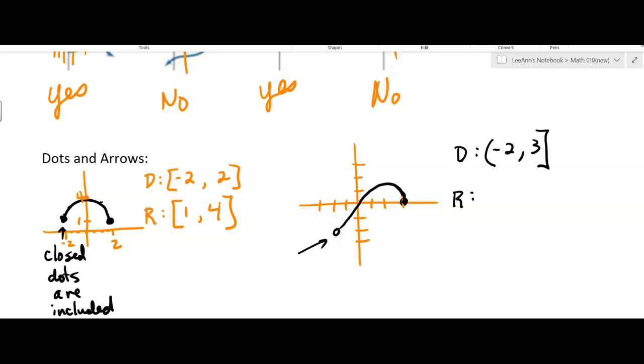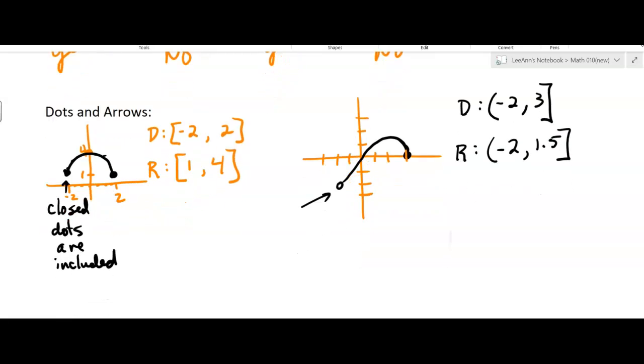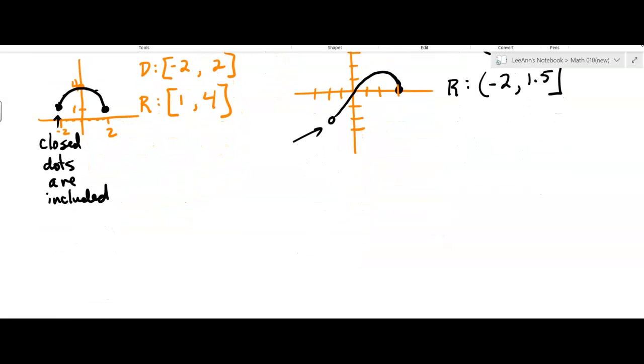The range would be from -2 up to, I don't know, it kind of looks like 1.5. We'll say 1.5. And that would get a closed bracket, okay? By the way, that's a function. Okay. What if you had a graph something like this? And we'll make that a 1. Sorry, a positive 1 there.